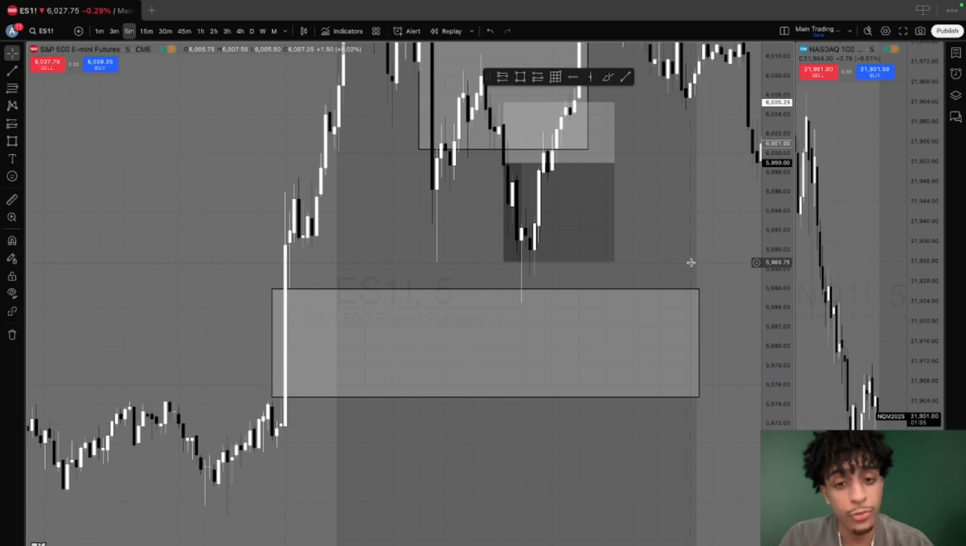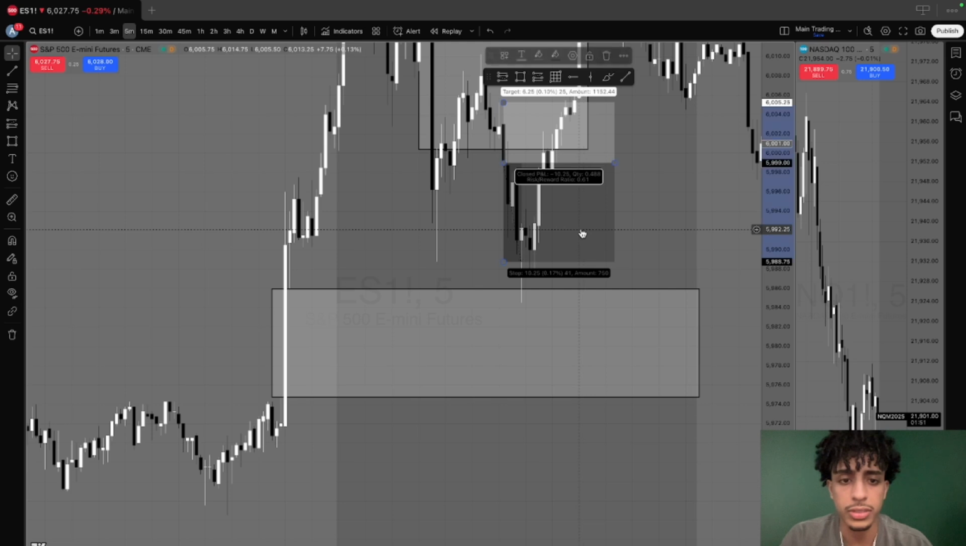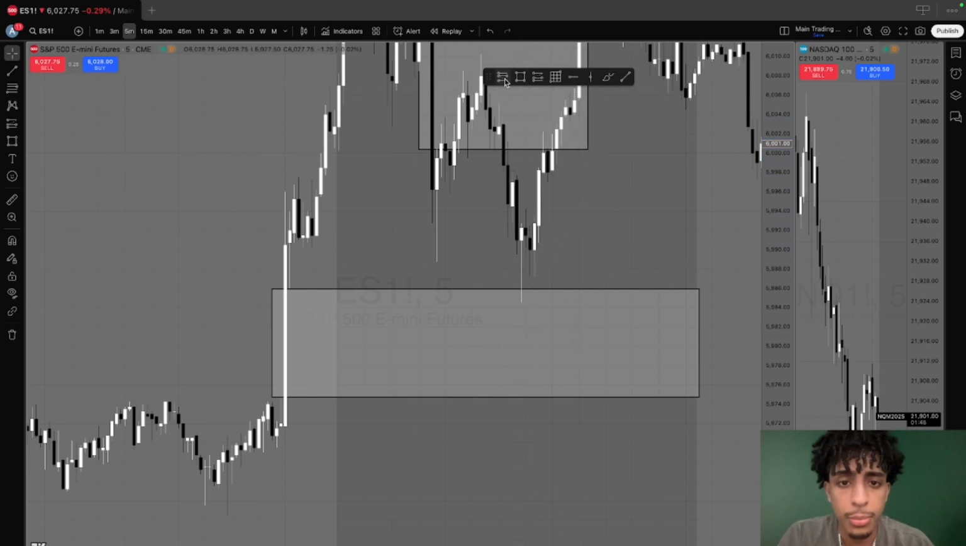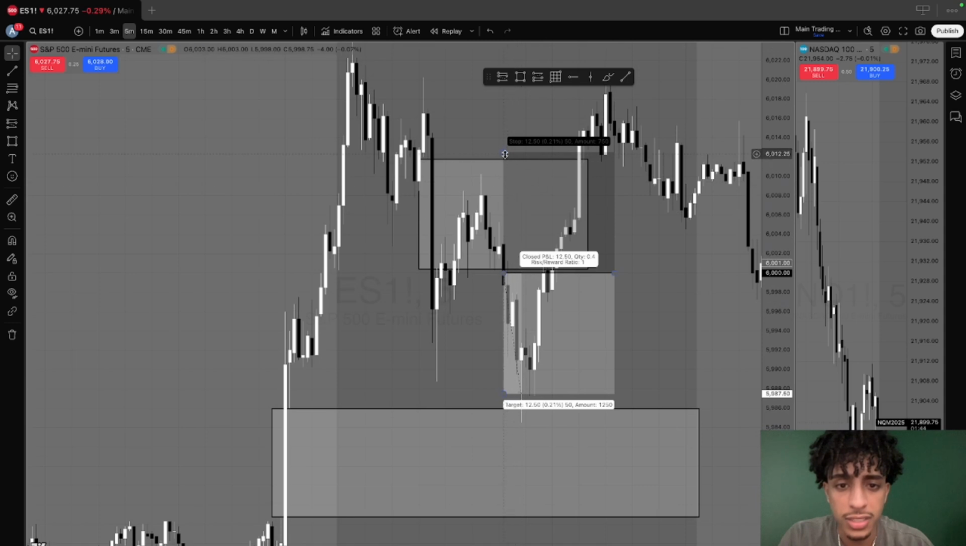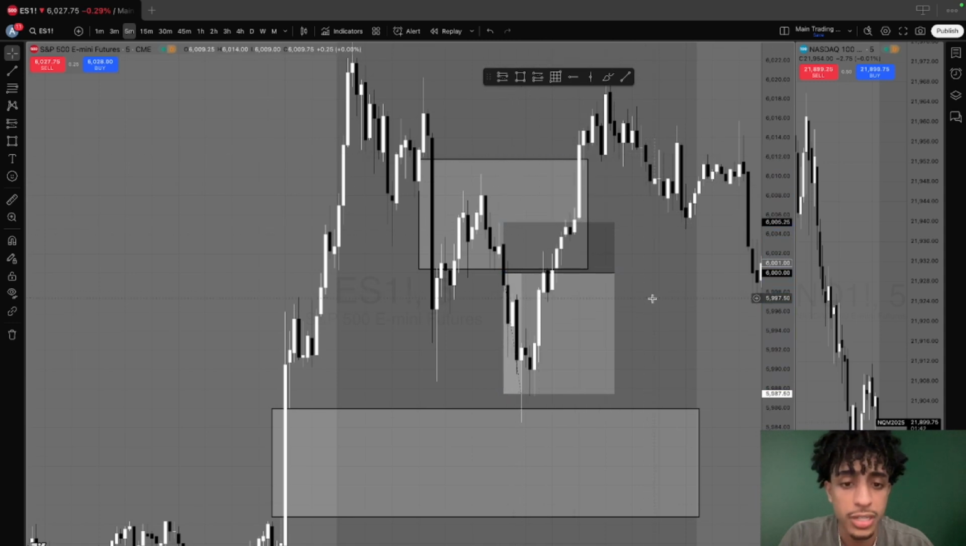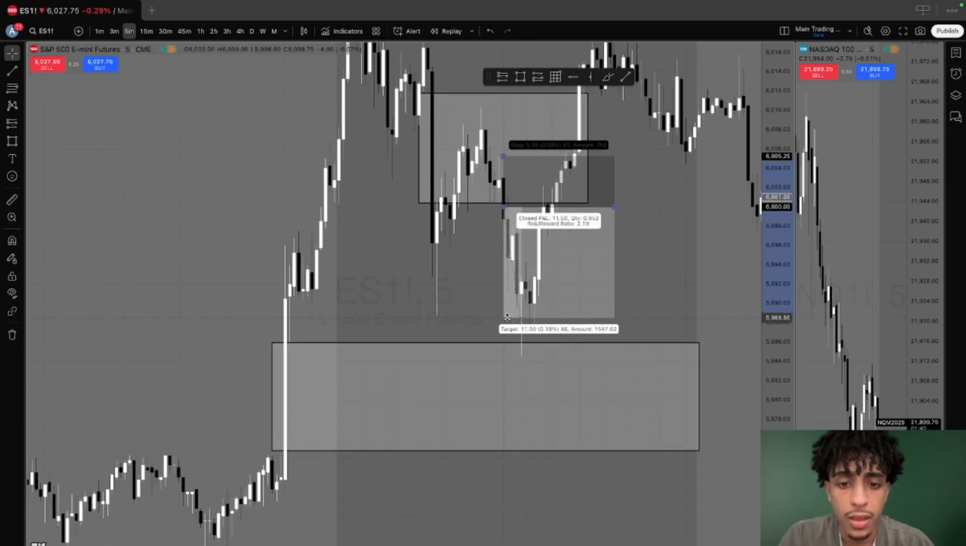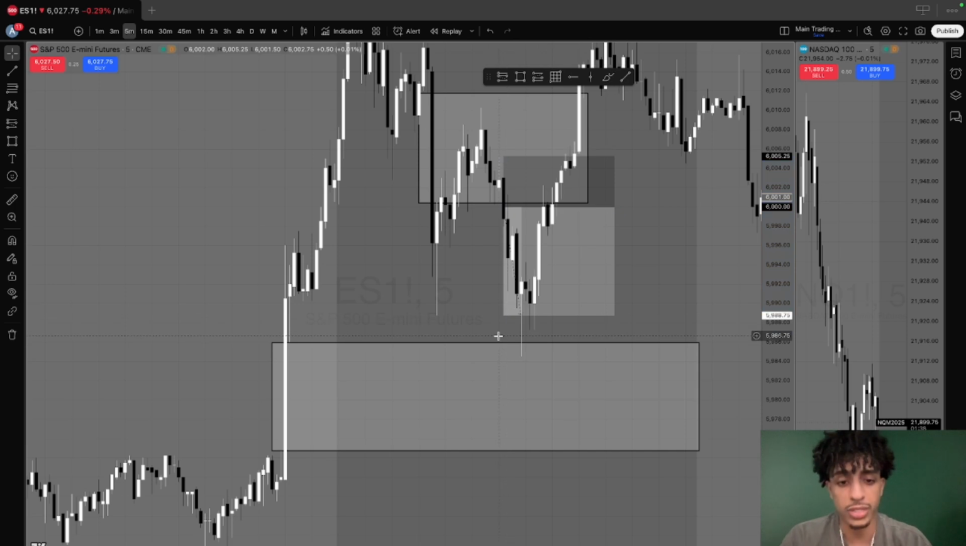Okay. We know fair value gaps are a draw on liquidity, right? We know that price is going to, oh, this is the opposite direction. We know that price is going to retrace back to these fair value gaps, right? Because as we said, it's a draw on liquidity. Price wants to come back to these imbalances and balance the market, or come back to these inefficiencies and make the market move more efficient.